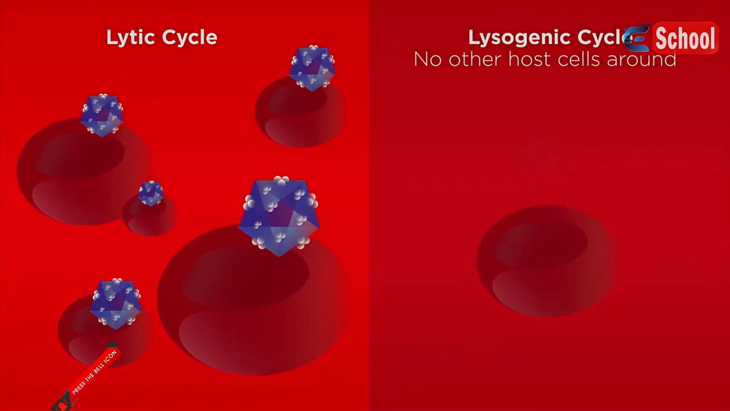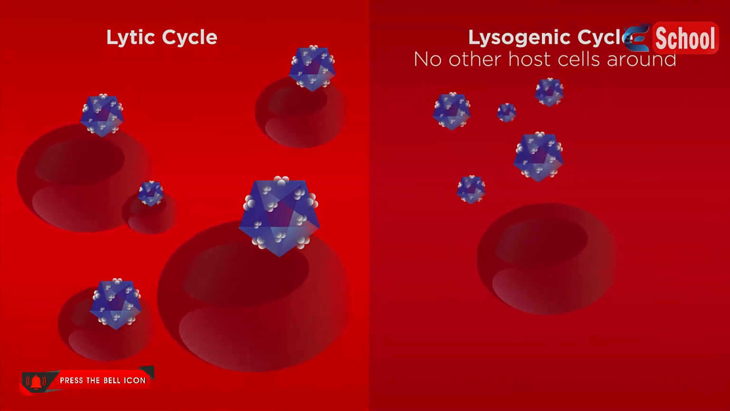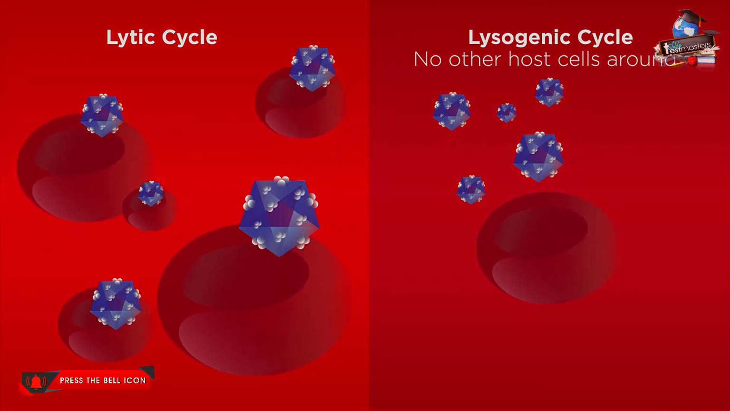However, sometimes there aren't too many other host cells nearby. Viruses are specific for different types of host cell. In this case, the slower lysogenic cycle is preferable. The virus can't risk killing its host until there are other new hosts around.